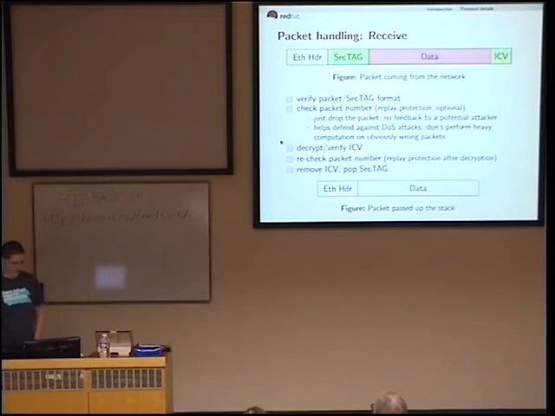Then you decrypt and verify the ICV, and then you recheck the packet number once the sectag has been validated as being sent by a trusted node. Then you remove the ICV and the sectag, and you can have a normal packet that you can send up your network stack.